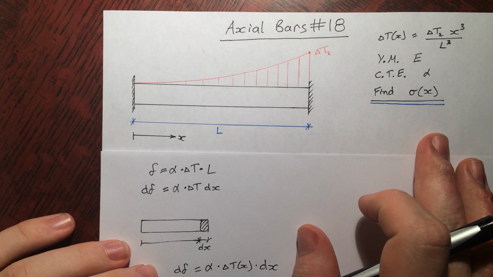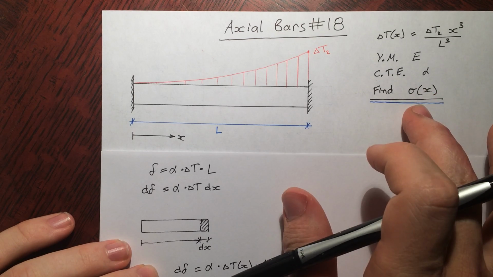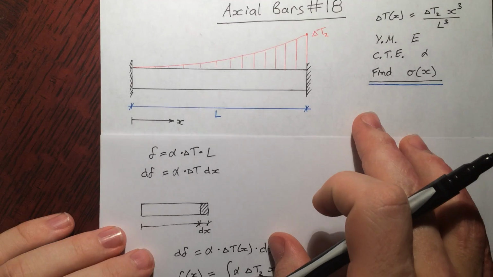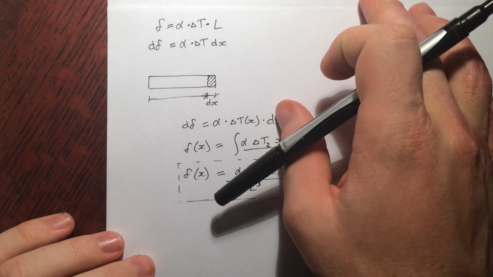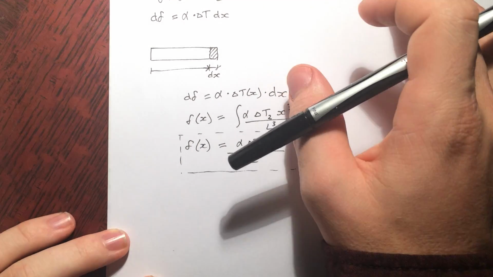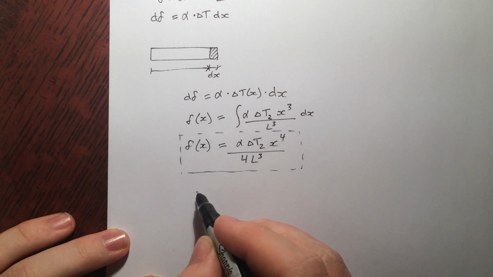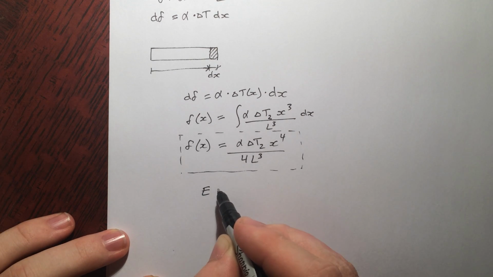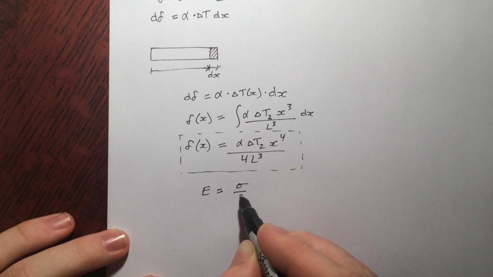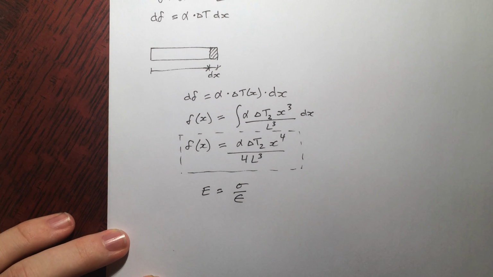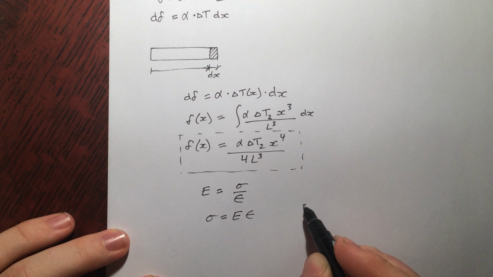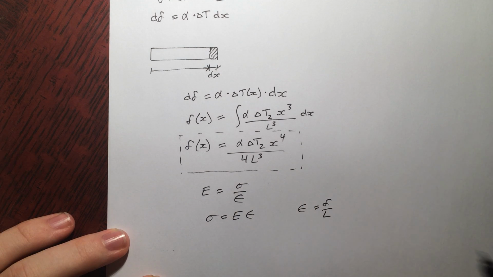We're looking for the stress. Now you might be wondering, how in the world can we find stress if we don't have a normal force? Because we're used to finding stress as normal force over area. But let's take a look back at our definition of Young's modulus. E was stress over strain. And we can rewrite this as stress equals E times strain, and strain was just delta over L.